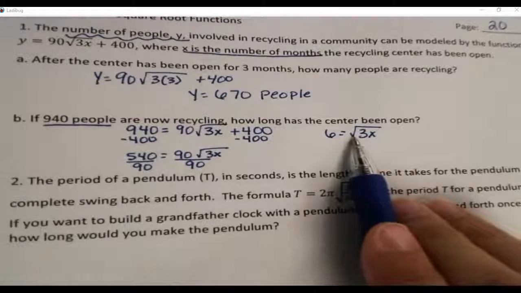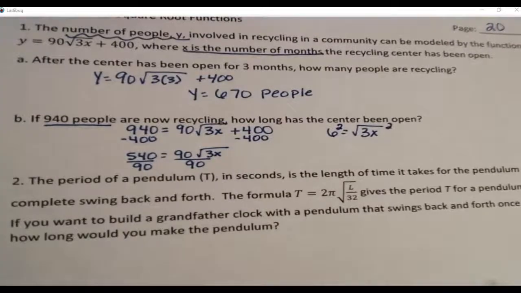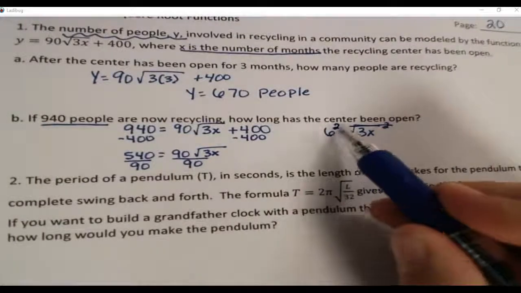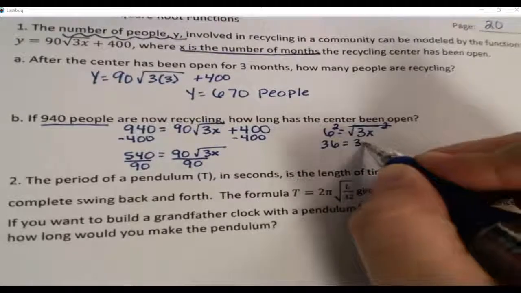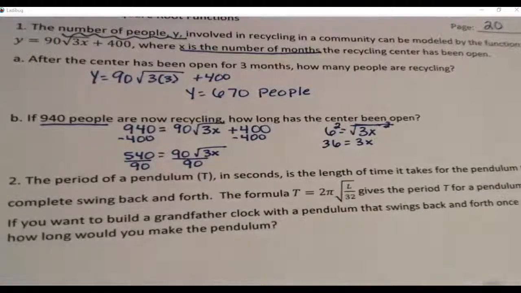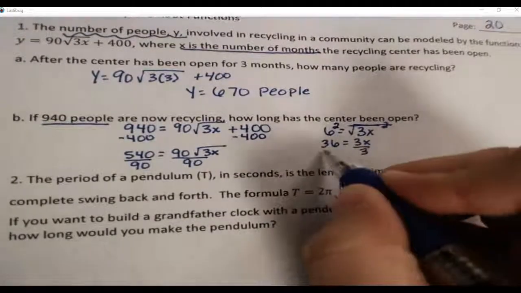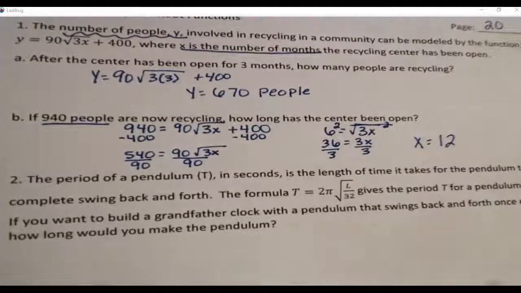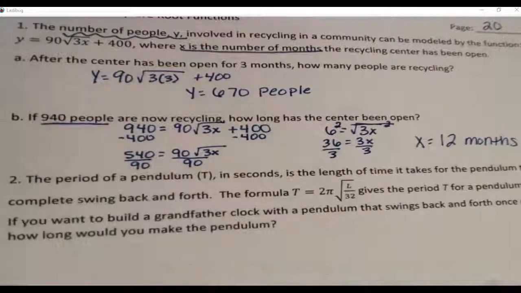How do I get rid of the square root? Good, square it. So we square both sides. So on this side that gets rid of that square root. We know that 6 squared is, good, 36. So 36 equals 3x. And then what's my very last step? You got it. So x equals 12. 12 what? Months. Very good. Good, good, good.